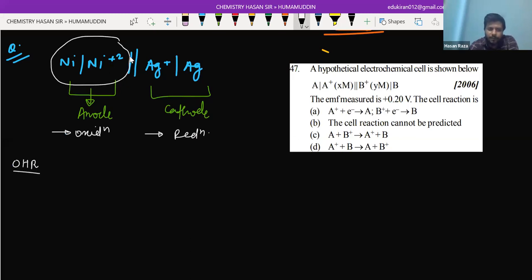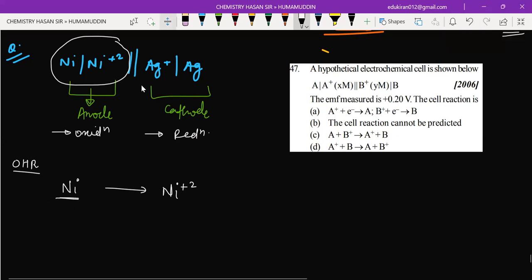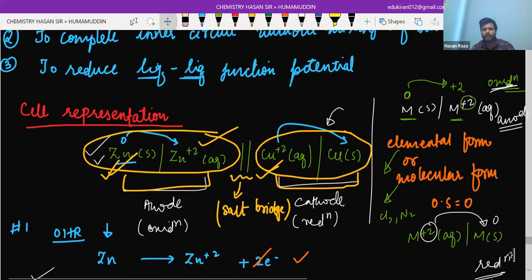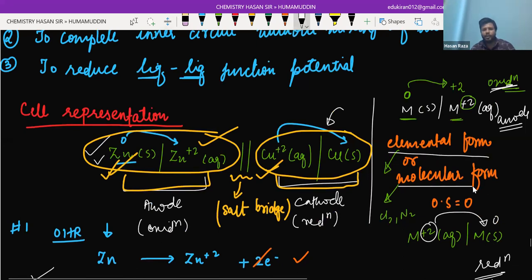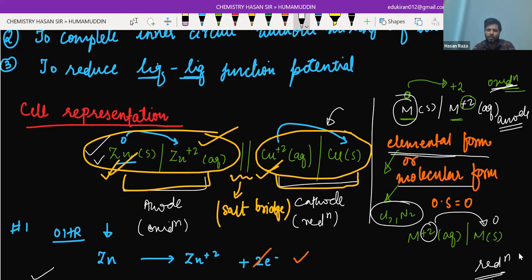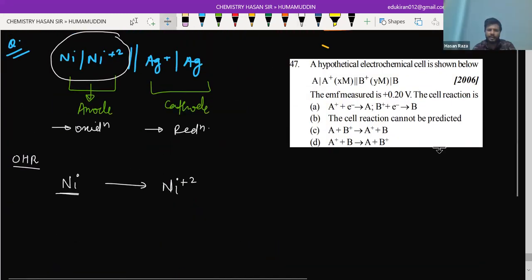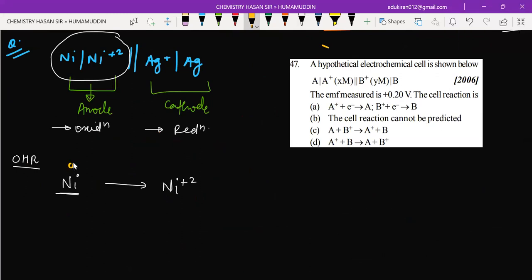So we are talking about this only? Yes. Now Ni is converting itself from Ni to Ni plus 2. What is the oxidation state of nickel on the left hand side? Do you know about this? No, sir. Okay. Elemental form or molecular form? We don't have molecular form, it is elemental form, like metal. Whatever is the metal, directly written as a symbol, that means it is in its elemental form. Yes or no? Yes, sir. So, whatever is in its elemental form, what will be its oxidation state? Zero, okay.